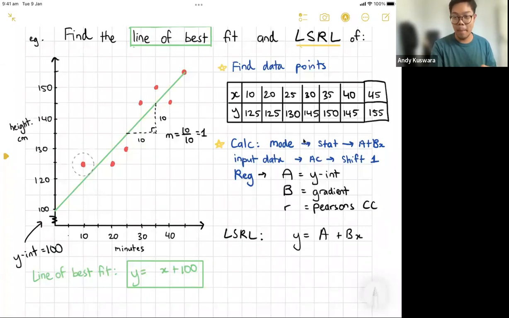You fill those out. And once you've inputted all your data, you press AC, which feels weird. Don't press off, just press AC. And then you'll go shift 1, so you get the stat value, and you'll get a whole bunch of options here. Now, A becomes your y-intercept, B is your gradient, and then we know R is your Pearson's correlation coefficient. We're not going to use that for this, but it's there if you need.